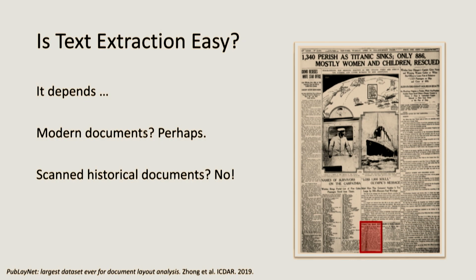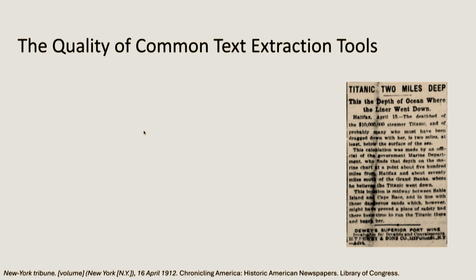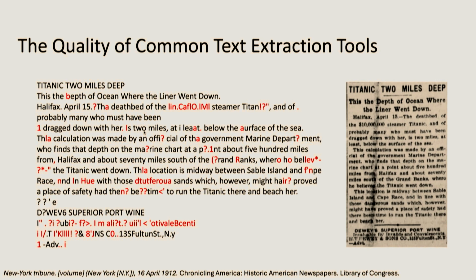So let's zoom in on this example. This is from the Library of Congress collection, I think, Chronicling America. This is one of the first reports on the Titanic sinking, so it's early 20th century. This is the zoomed in page, and we can read this. This is not blurry, not very low quality, and this is the text extracted by the system that the Library of Congress website is using.